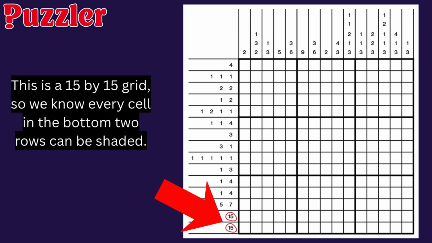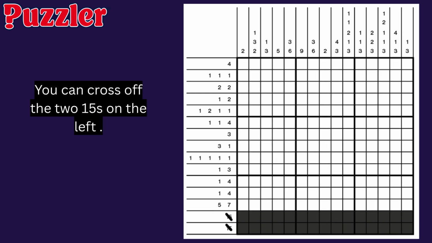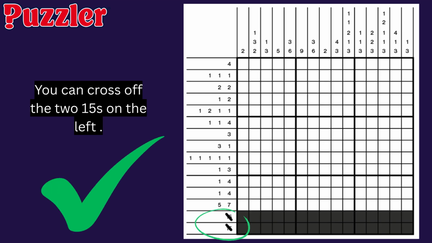Let's get started. This puzzle has a really nice lead-in with the two bottom rows. Each has 15 shaded cells, and this is a 15 by 15 grid, so we know every cell in each row can be shaded. You can cross off the two 15s on the left to show that these rows are complete.